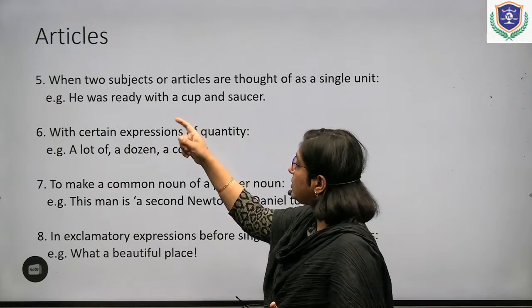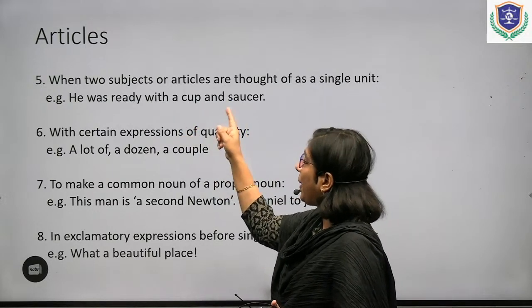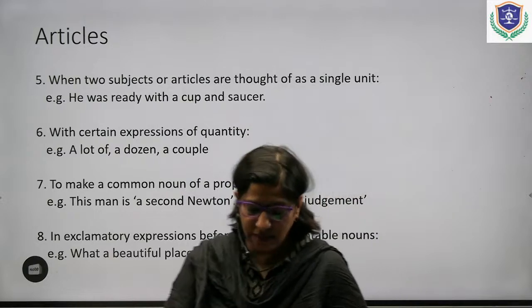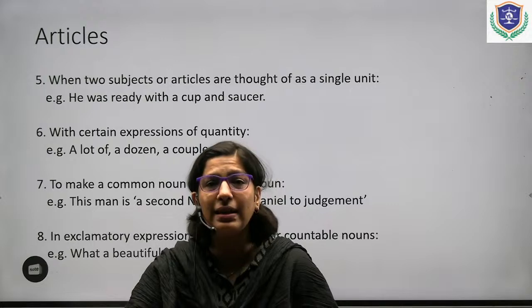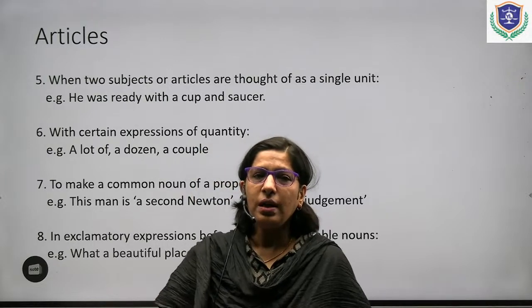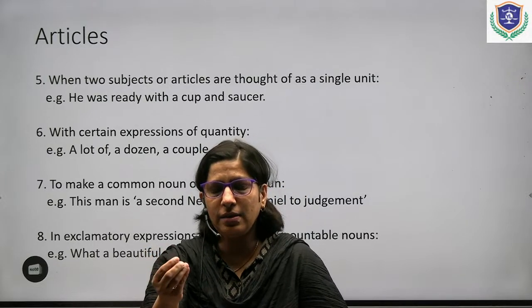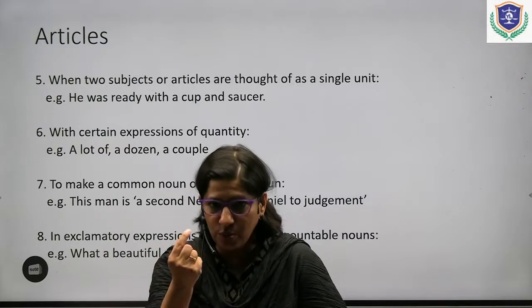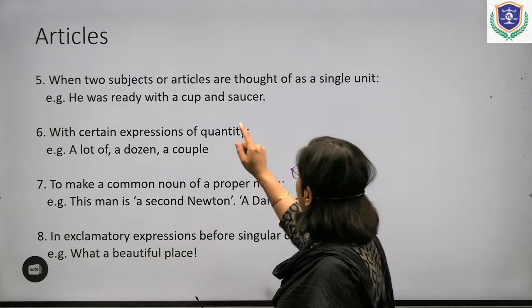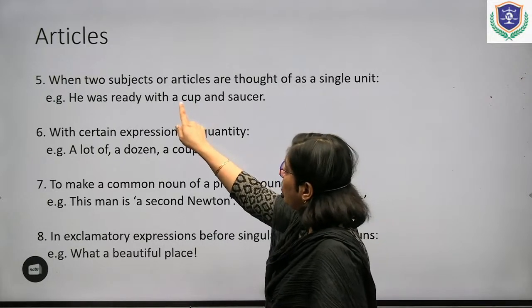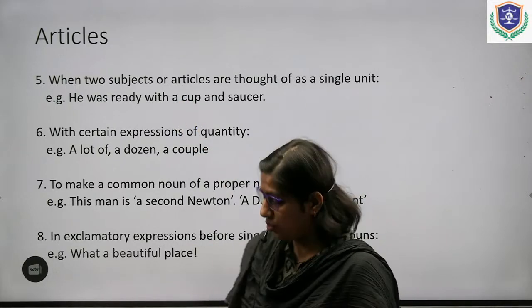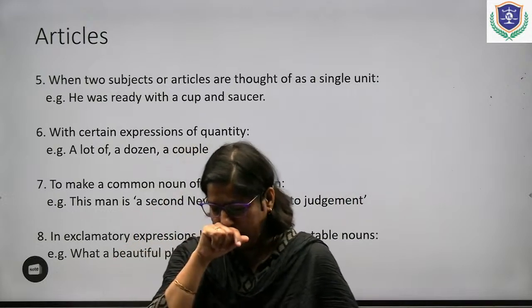So here we are not saying he was ready with a cup and a saucer. Here with the usage of articles, because cup and saucer is considered as a single entity, we are using just one article. Okay, when two subjects or articles are thought of as a single unit, use just one single article there. So just keep an eye on that.